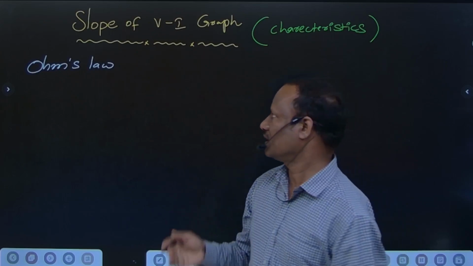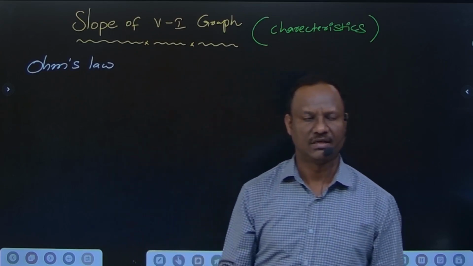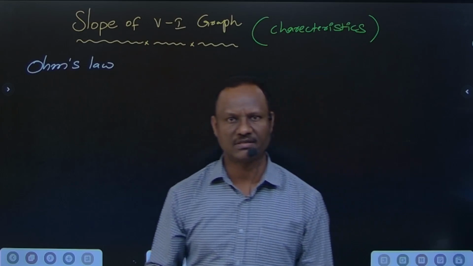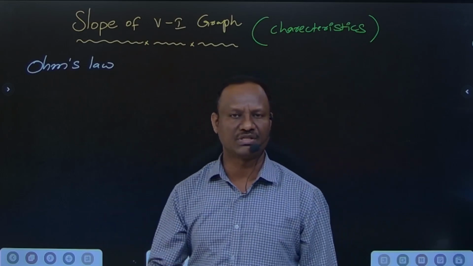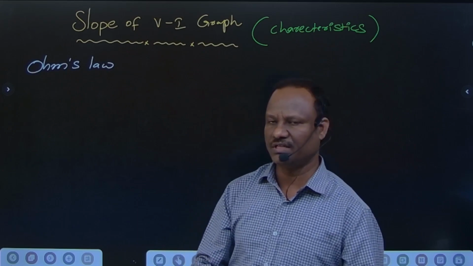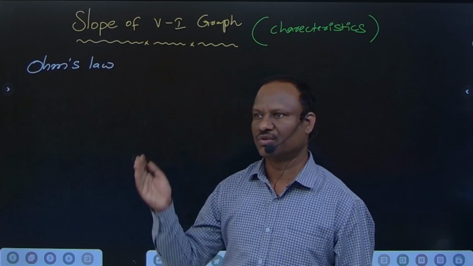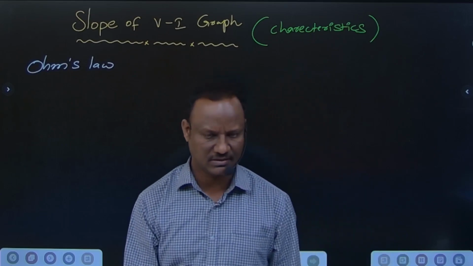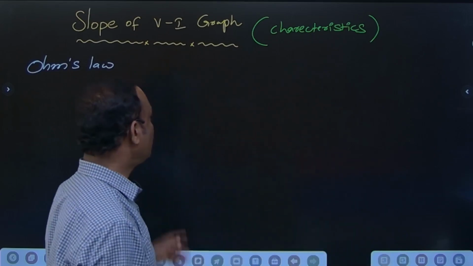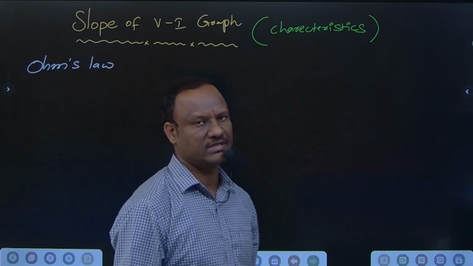If you draw the graph of potential versus current, potential is taken along the y-axis and current along the x-axis. For ohmic conductors, meaning all the metals, it is a straight line, so they are also called linear conductors. For non-ohmic conductors, it is not a straight line, it is a curve.